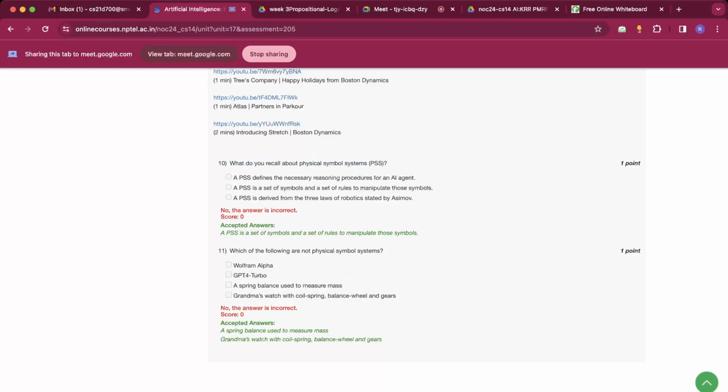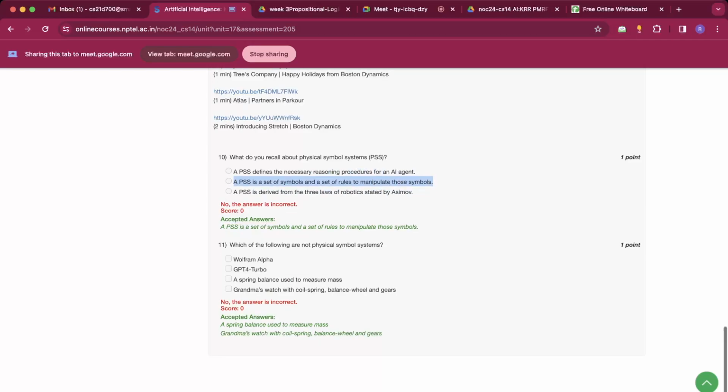Okay, so the second option seems to be the most appropriate for this question, right? And I assume this is a straight recall question from the slides. So that answers it. And which of the following are not physical symbol systems? A spring balance used to measure mass and grandma's watch. Yeah, that's about right, because Wolfram Alpha and GPT-4, all these things, I think, use symbols to represent certain statements or facts. I think these are based on the lecture slides itself, right? So I hope you look at that.